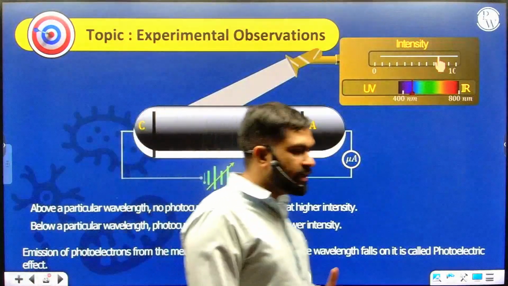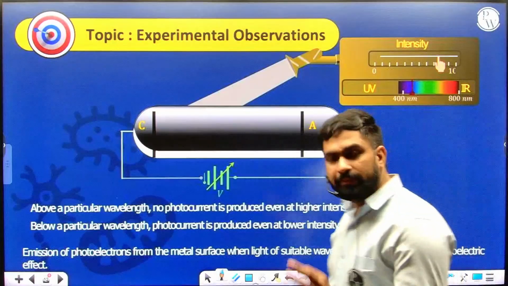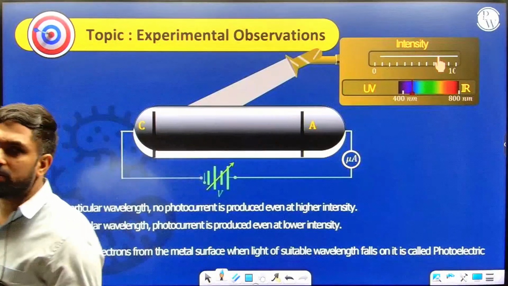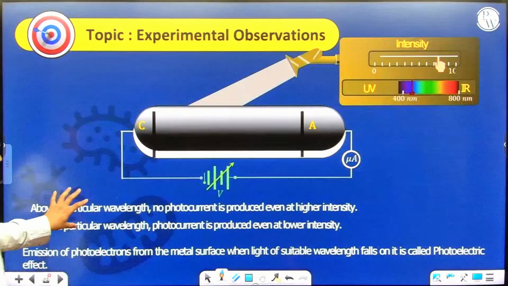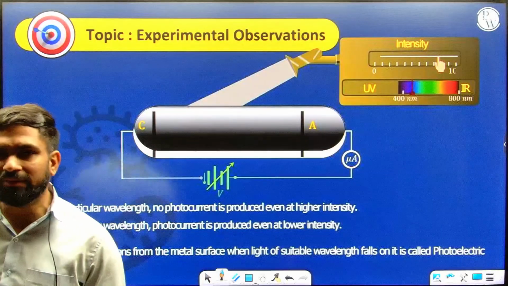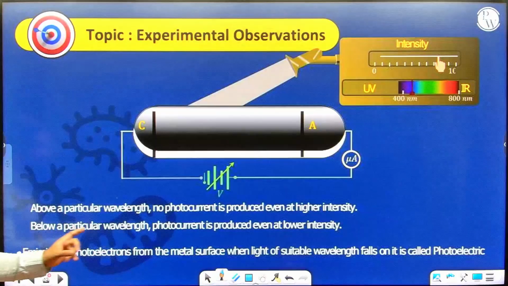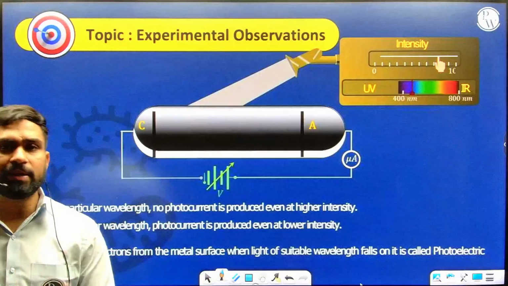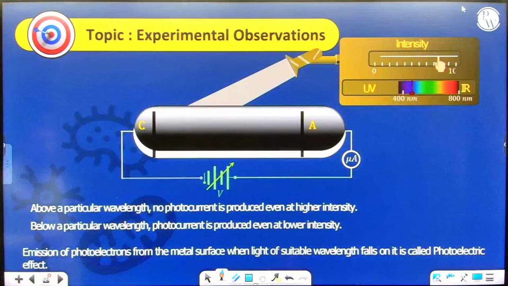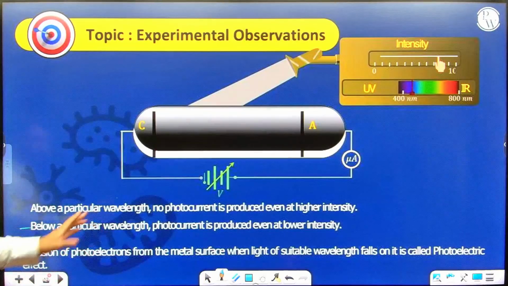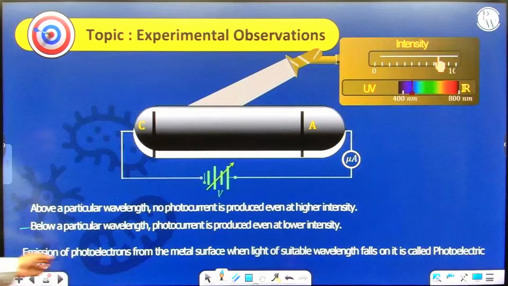In the starting we said that a photon must possess some minimum energy so that it can emit the electrons, and that minimum energy was called the work function, correct or not? Now at some particular wavelength, let's suppose it's a high wavelength, so the energy will be lesser, and if that energy is lesser than the work function, will it emit any electrons? No. So that's why there was no photocurrent, because no electrons were emitted. Below that particular wavelength, photocurrent was produced even at lower intensity. The emission of photocurrent from the metal surface when light of suitable wavelength falls is called the photoelectric effect.